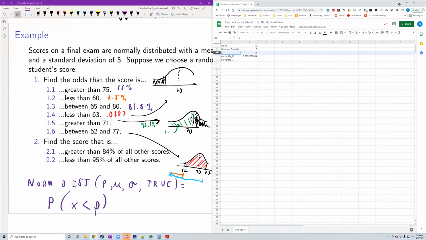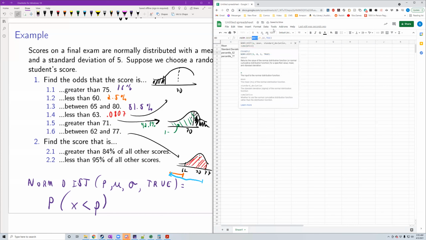I'm just going to go ahead and instead of including this row at all, let's just type it in. 62. And for this one, same formula, but I want 77. And I want it to have the same mean and standard deviation. So here and here. It gives us two percentages. Therefore, the answer will be equal to the difference of the two. In this case, 86.4%, give or take.